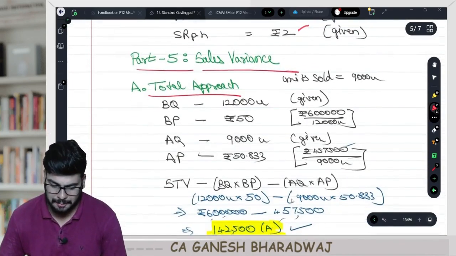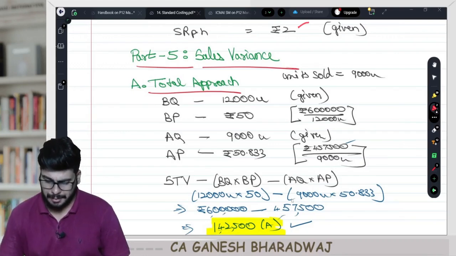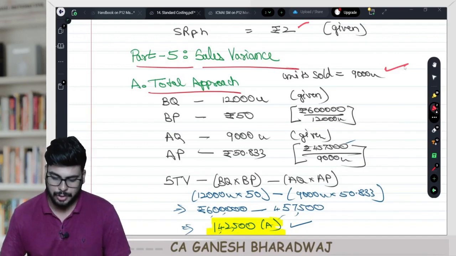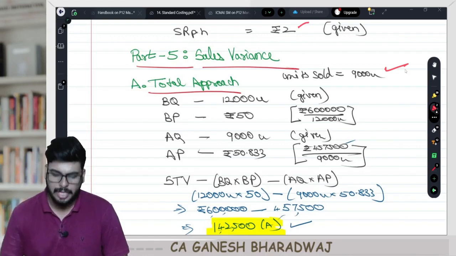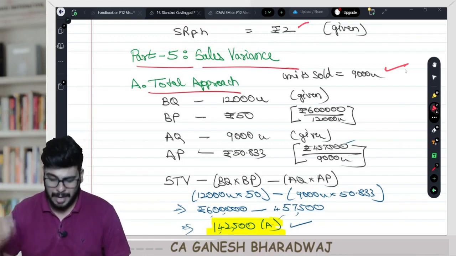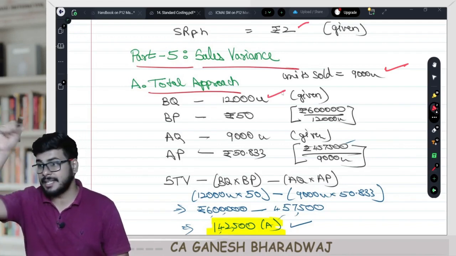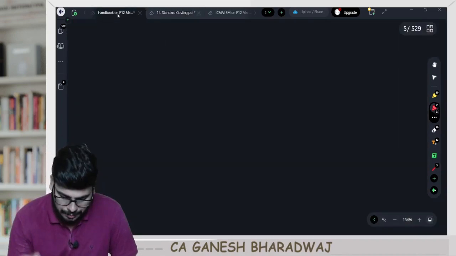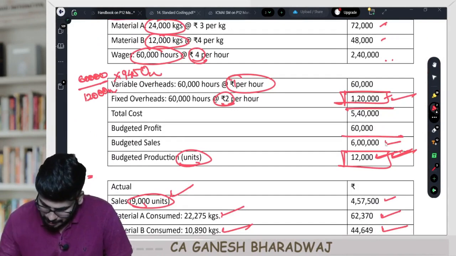Now let's move on to the next part, which is sales variances. Now guys, sales variance is fairly simple. How many units were sold here? 9,000 units. So first let's do it under the total approach. What are the four figures you need? Budgeted quantity, budgeted price, actual quantity, actual price. Now we know all these figures. Budgeted quantity, how many units I plan to sell? It's given in the question, 12,000 units, under the standard data. I told you it's actually the budgeted data. What was the budgeted price? Now look at this. In the budgeted data, what was the budgeted sales?